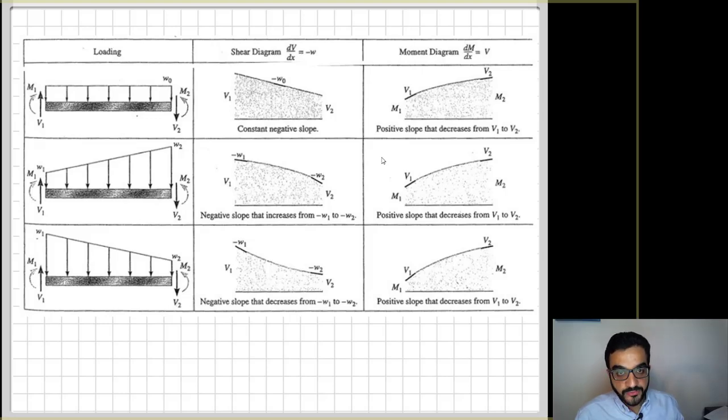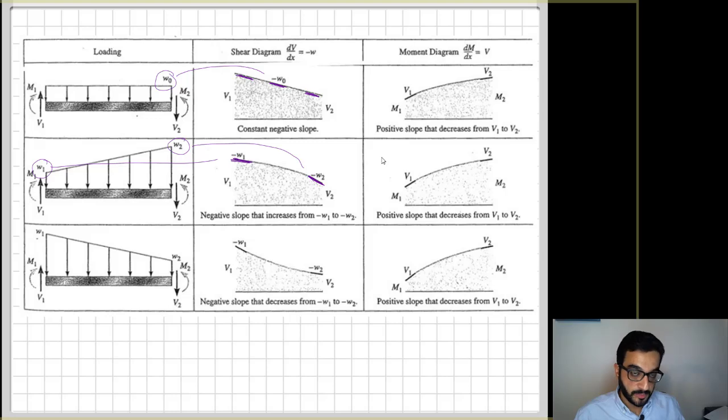These are more examples here, just to confirm that derivative relationship. If we see here that this distributed load, W0, is uniformly distributed between these two points, the left and right of this beam, it's the same value of W, so it's the same slope of the shear. So it's a linear relationship for the shear curve.